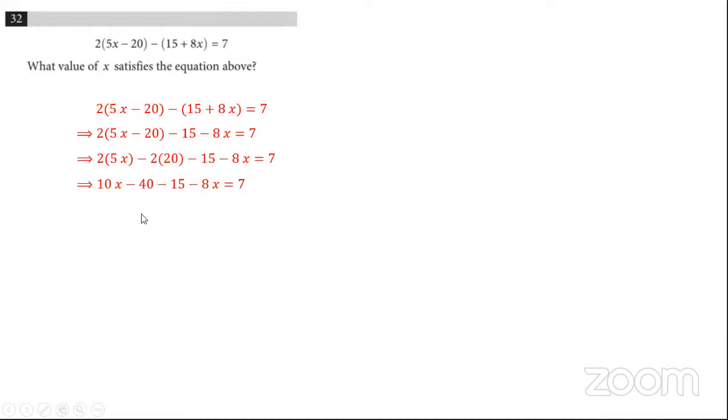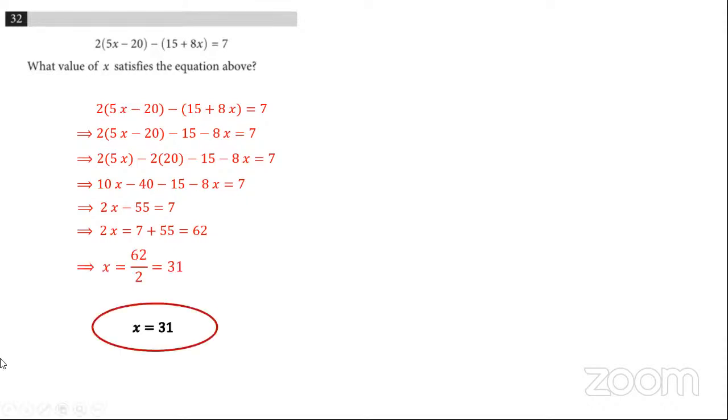So add the like terms and we'll get 10x minus 8x equal to 2x, minus 40 minus 15 is equal to minus 55. So we have 2x equal to 7 plus 55. I added 55 on both sides to get that. So we'll get 2x equal to 62. Divide the equation throughout by 2 in order to get x equal to 31. See, you can jump the steps. There's no issue. If you are confident, you can directly jump the steps. Some of the steps are unnecessary.